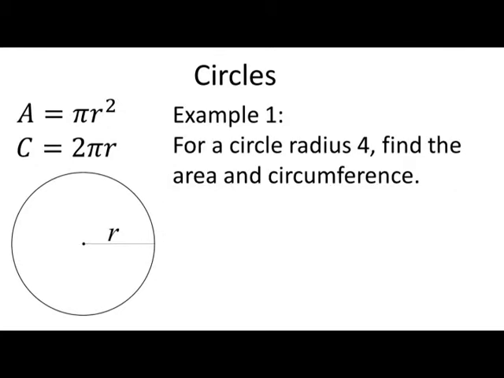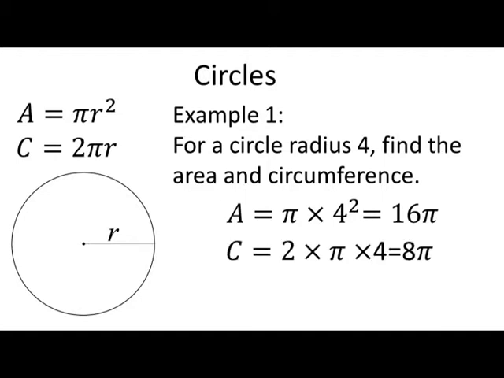Let's start with a simple example. We have a circle with radius 4. Find the area and circumference. We start with our formula for the area of a circle. A equals pi r squared. We just said radius equals 4, and r is radius. So that gives us area equals pi times 4 squared. 4 times 4 is 16, so the area of this circle is 16 pi square units.